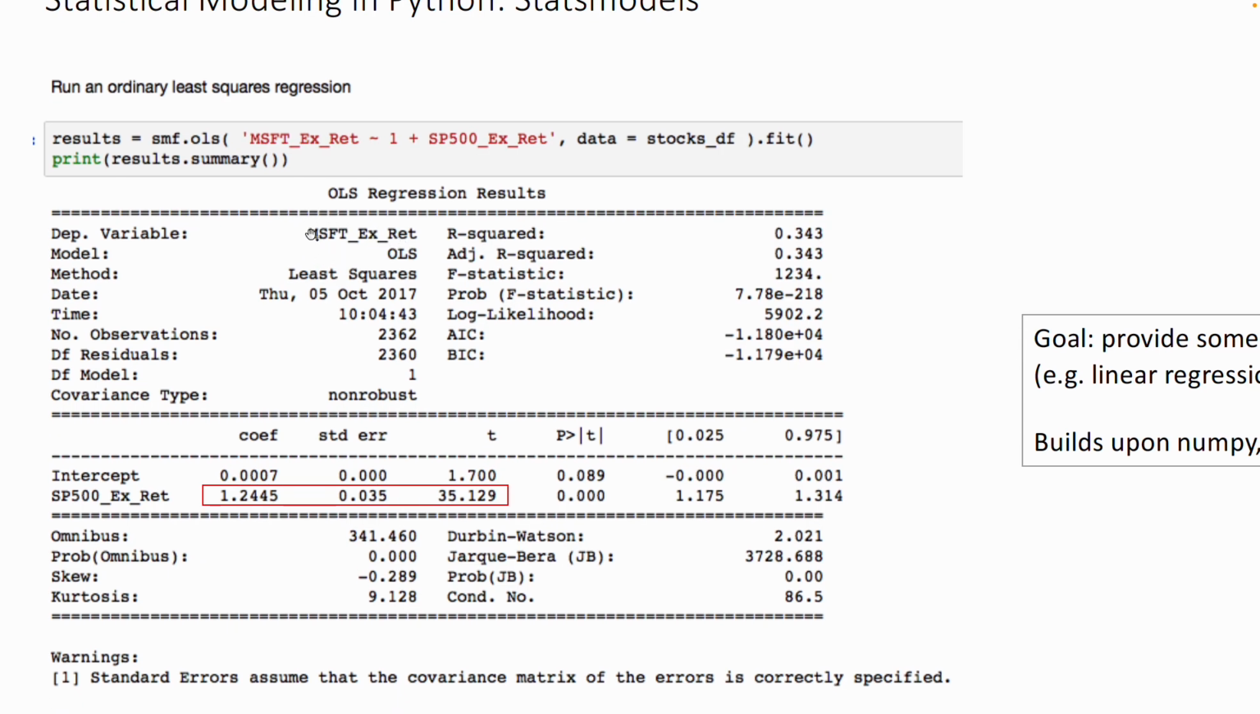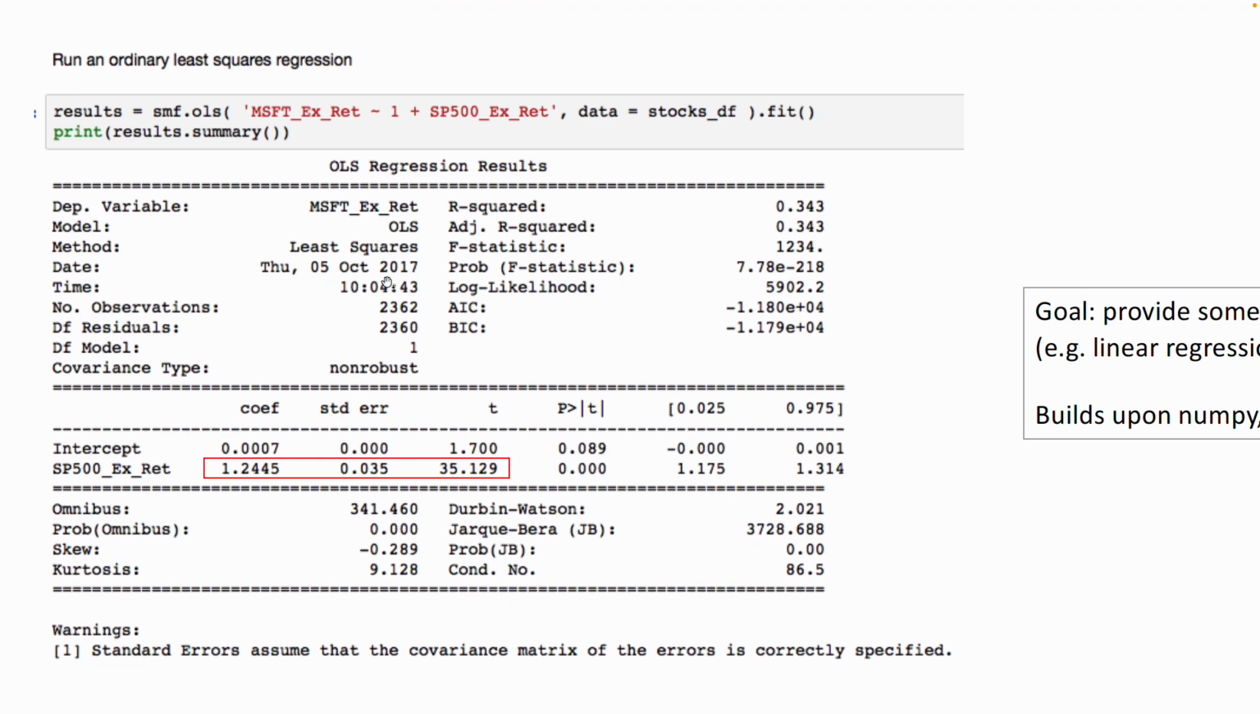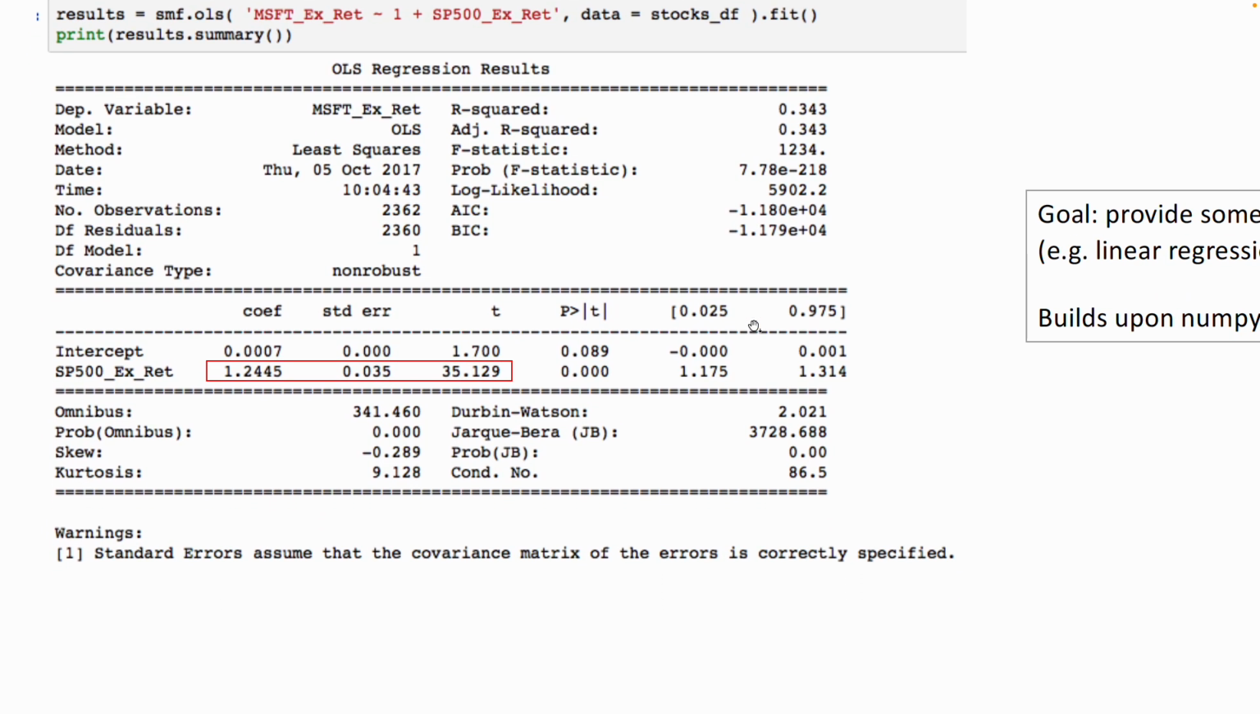So I see I regressed Microsoft excess return on the column name I used. I used OLS, so the method is least squares. We will do MLE in the tutorial because you can use both, but MLE is useful for other applications we have. You see we ran the regression at 10:04. Number of observations. We do not use a robust covariance matrix, so it's just asymptotic standard errors. We have the R-square here, 34%. And if you're interested, there's AIC, BIC, but that's not our concern here, just about using Python.